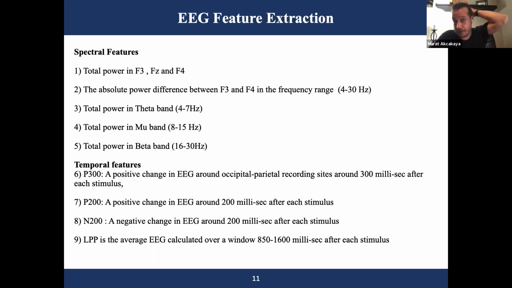These are in addition to the temporal features that we consider: the P300, P200, and FRN, feedback related negativity at around 200, and LPP, late positive potential.